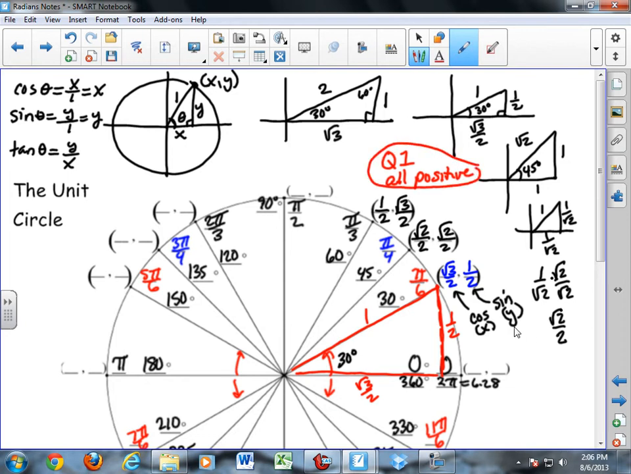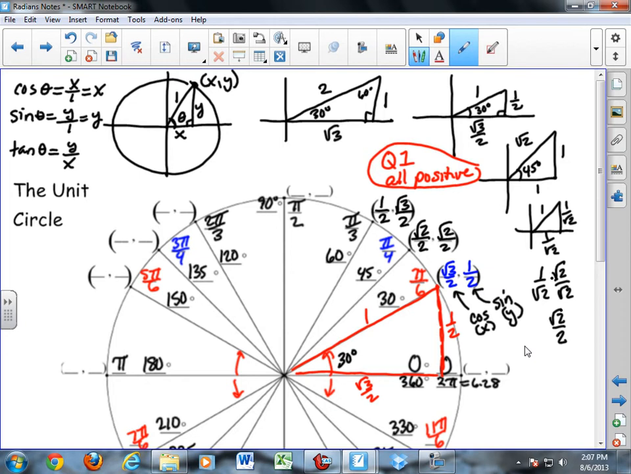Now, let's take a look then. We can't make a triangle when we're at 0 degrees or at 90 degrees. I can't make a 90-degree triangle where the angle here is 90. The angle at the center has to be the acute angle, and then the angle going down has to be where the right angle is. So I can't do that with 90, and I can't do that with 0. So I just have to use the coordinates.